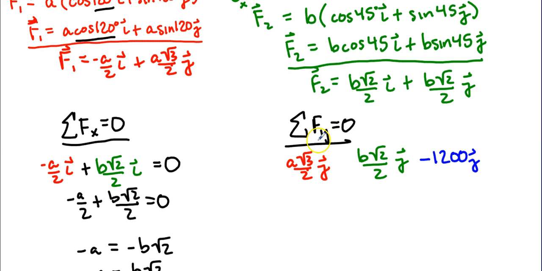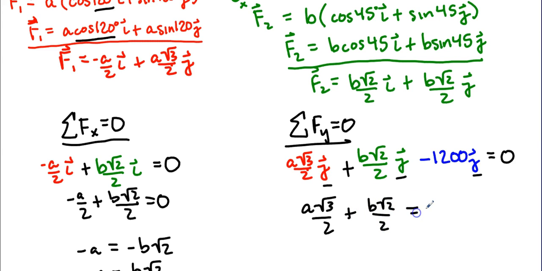And we go ahead and add these two components together. That'll be equal to 0. Again, we can drop the j's because that's just indicative of these forces acting in the y direction. So we've got a root 3 over 2 plus b root 2 over 2, and we can move that over, set it equal to 1200. All right, so simplifying, we want to multiply by 2. We've got a root 3 plus b root 2 equals 2400.